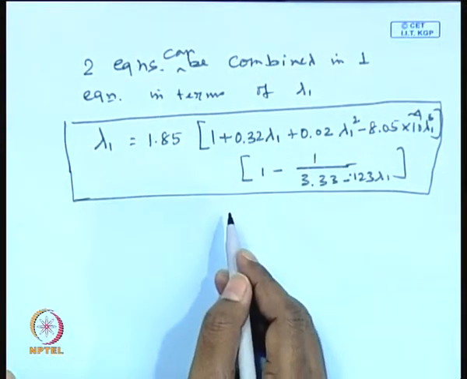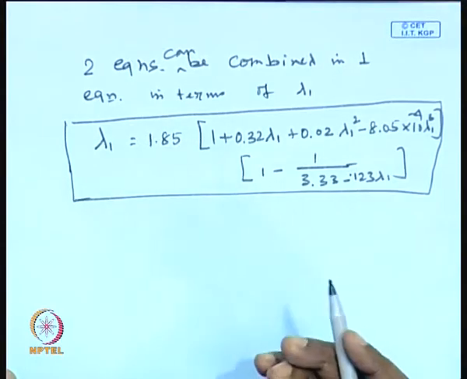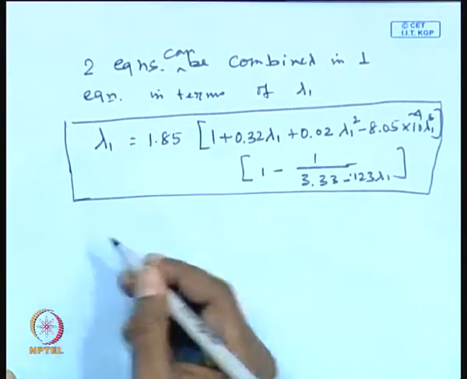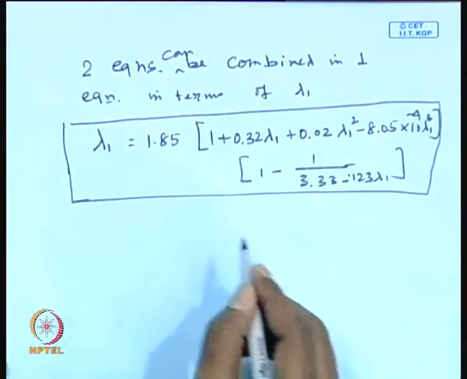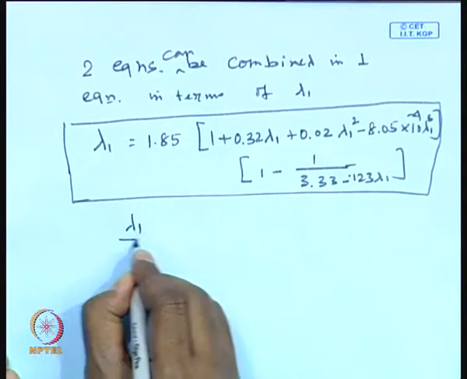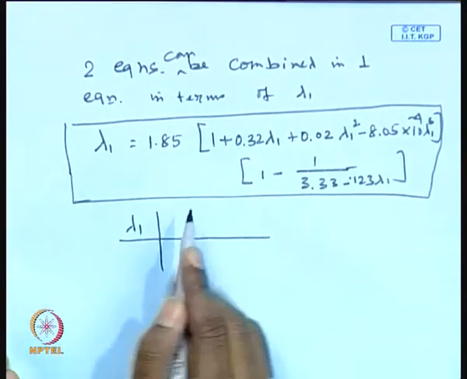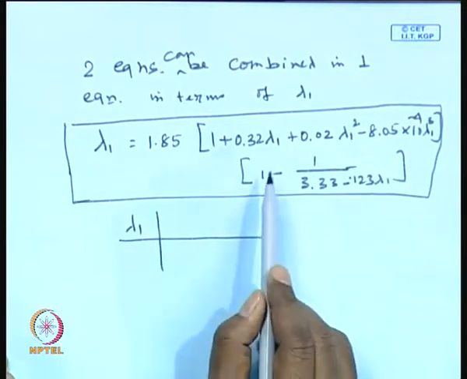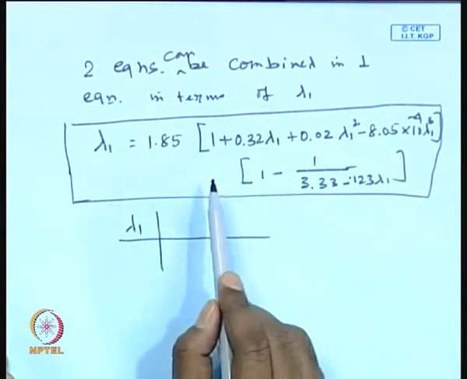Once you get the value of lambda 1, you can get the value of Cm star. Once you get the value of Cm star, you can get the value of permeate flux. So, this equation can be solved again using an iterative technique. Either you combine these two equations in terms of Cm star, or you cast them in terms of lambda 1. In this particular case we have cast them in terms of lambda 1. Now, you select a value of lambda 1, evaluate the right hand side and check whether the right hand side is coming close to the assumed value or not.